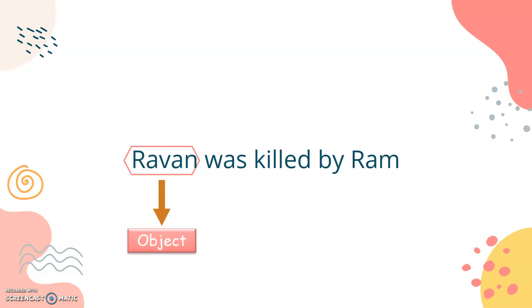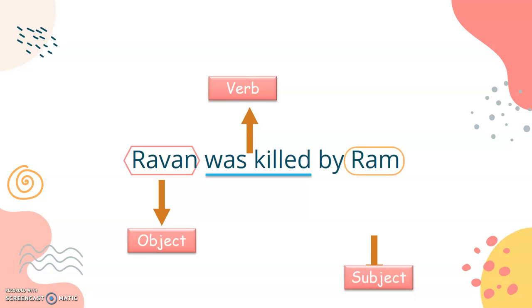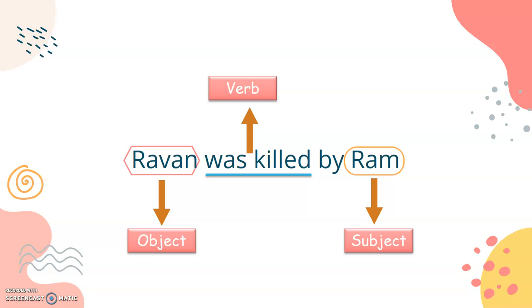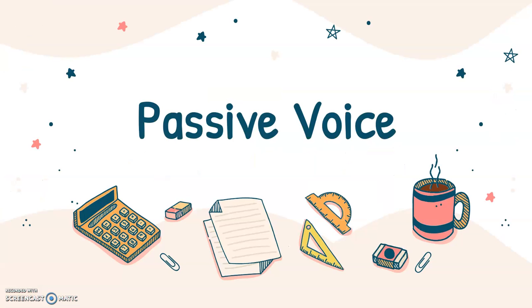Okay, was killed is a verb. It means the verb remains as it is. It doesn't change its place. And the last is Ram. Ram is the subject. So what we found in the sentence is that the object and the subject just change their places. The verb remains the same. And this is called passive voice.